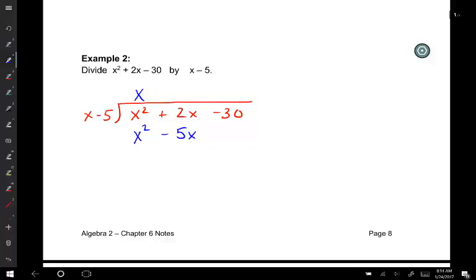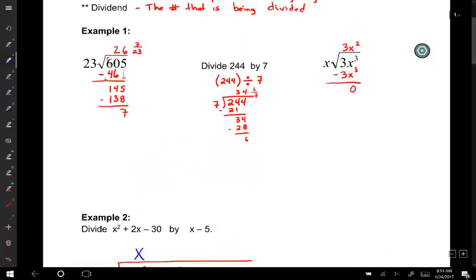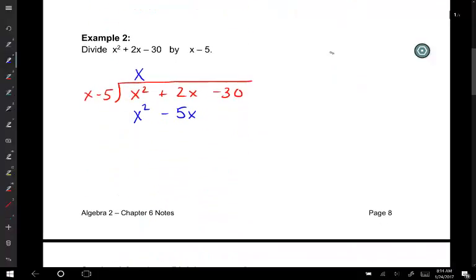Now if we go back up to the top, the next thing we did was we subtracted. Now I would suggest you change colors here to something else. I'm going to go to green. And I'm going to subtract each one. So I'm going to put a minus sign there, and I'm going to put a plus sign here. I'm going to change my minus to a plus, because minus a minus, Simon, is a plus. Now we look at them vertically. I'm going to go back to red. x squared and negative x squared is nothing. 2x and 5x is 7x. And we bring down the 30.